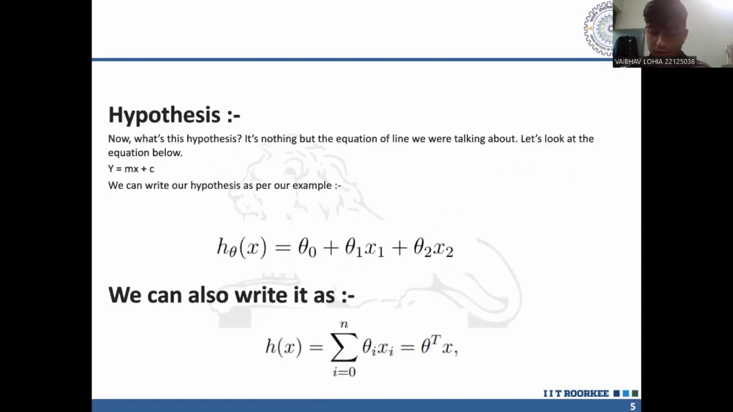So what is a hypothesis? Hypothesis is nothing but the equation of the line which we have to find. And we can also write it in this form.